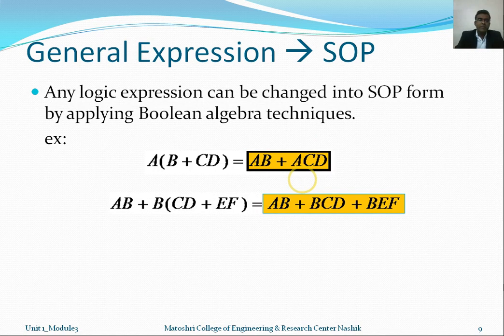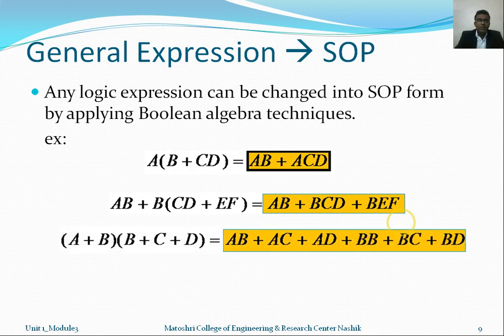Similarly, for the second example, B outside the bracket is ANDed with CD, so we get BCD, and B is again ANDed with EF, so we get BEF here also. So here we get three product terms. The first product term is AB, the second is BCD, the third is BEF, and they are summed to each other. That's why it's a sum of three product terms. So that is the SOP again.